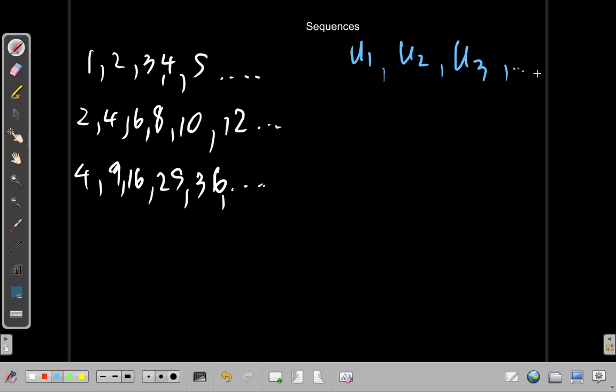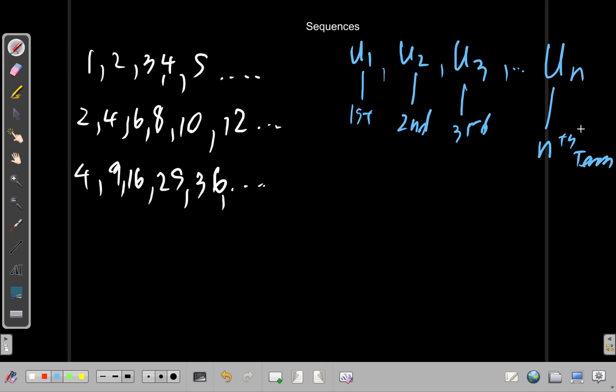Alright, so it goes on down to the nth term, which is Un. So what you have is U1, the first term, U2, the second term, U3, the third term, and so on. So Un is the nth term. That's a general way of writing the term in the particular position that you want.